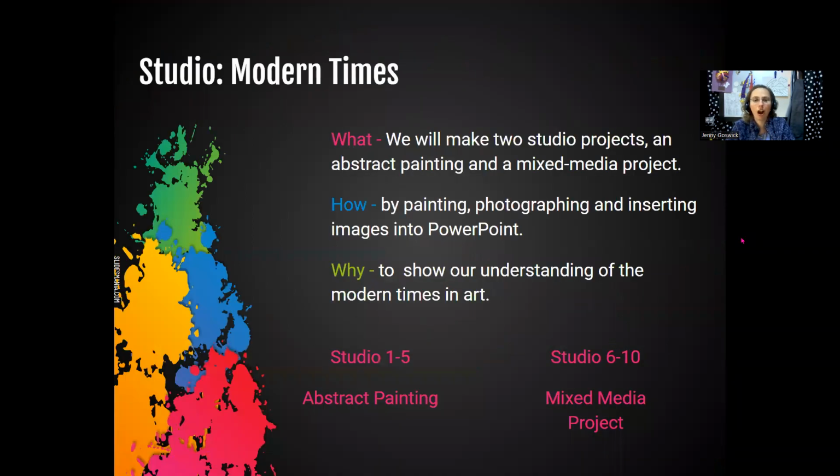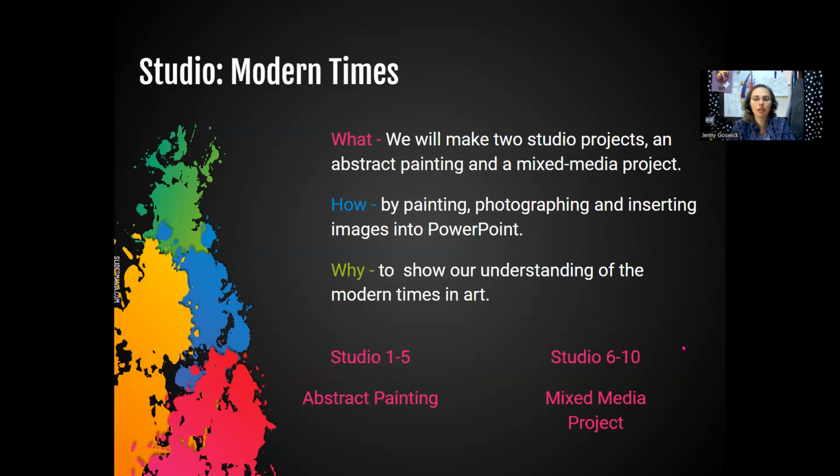So here are our objectives. And so what are we doing? We will make 2 studio projects, an abstract painting, which should be done at this point, and a mixed media project. That's the one we're focusing on right now. How are we doing this? By painting, photographing, and inserting images into a PowerPoint. And why are we doing this? To show our understanding of the modern times of art.